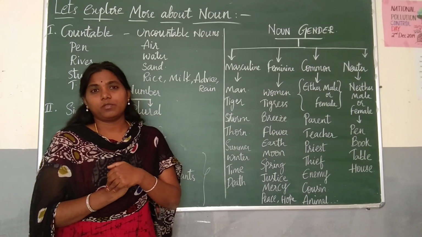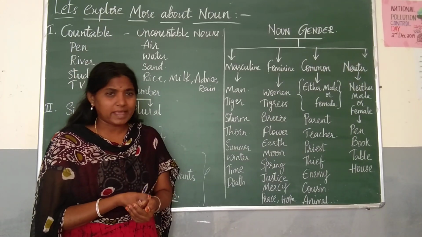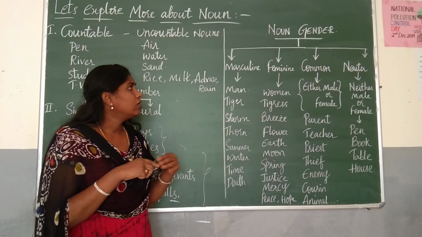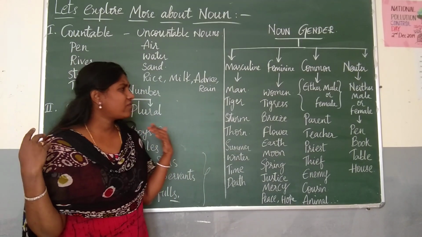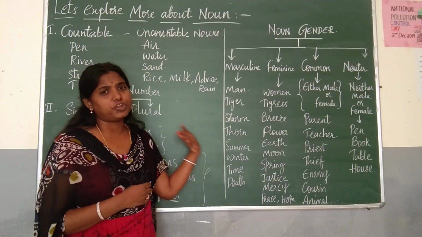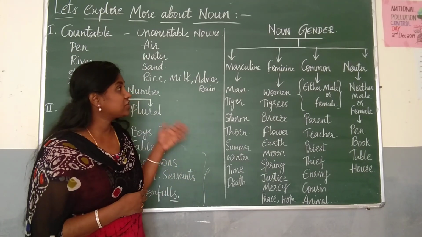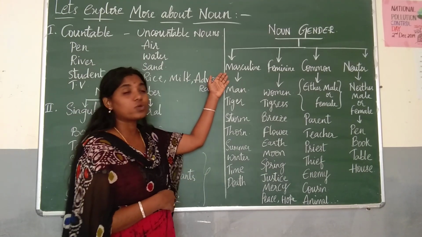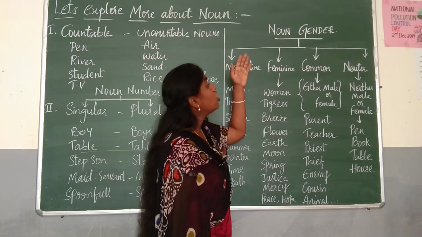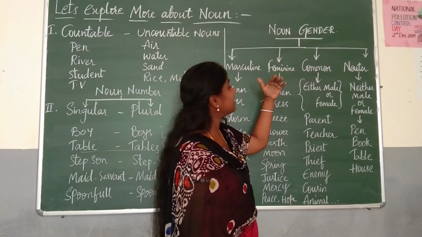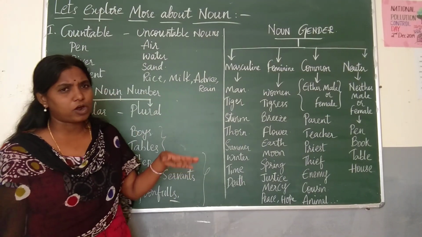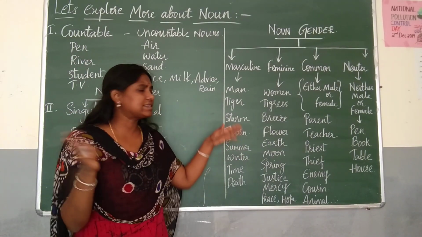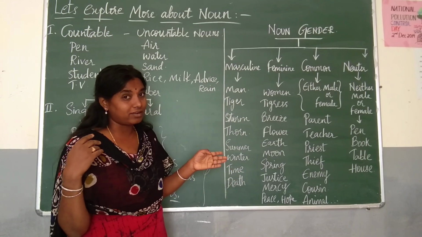gender. What genders do we know? Basically, we know masculine gender and feminine gender, and very rarely we know about neuter gender. But here we have 4 genders: masculine gender, feminine gender, common gender and neuter gender. So masculine gender I need not explain much about. All male things come under masculine gender.